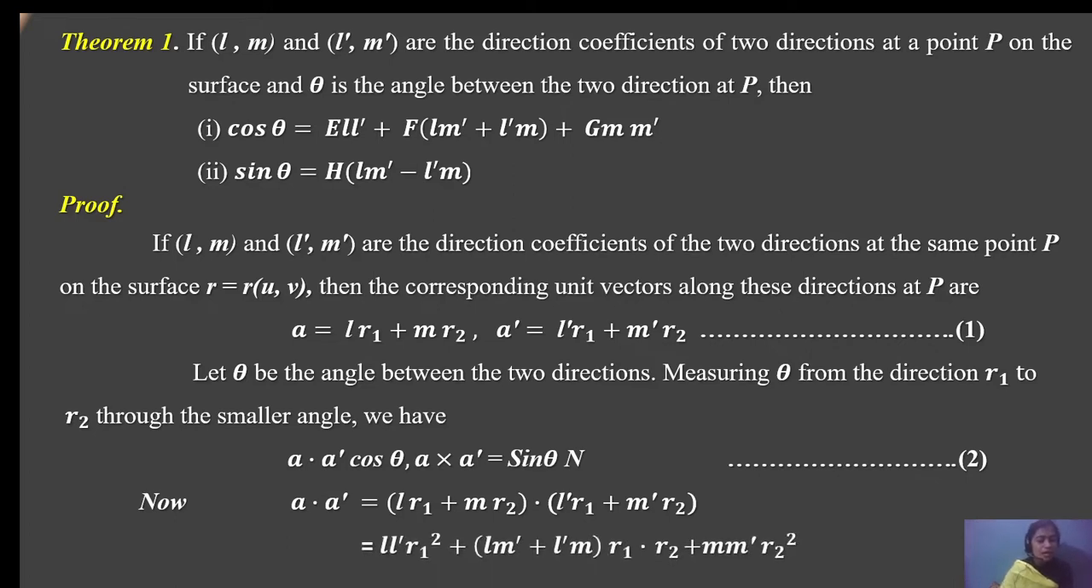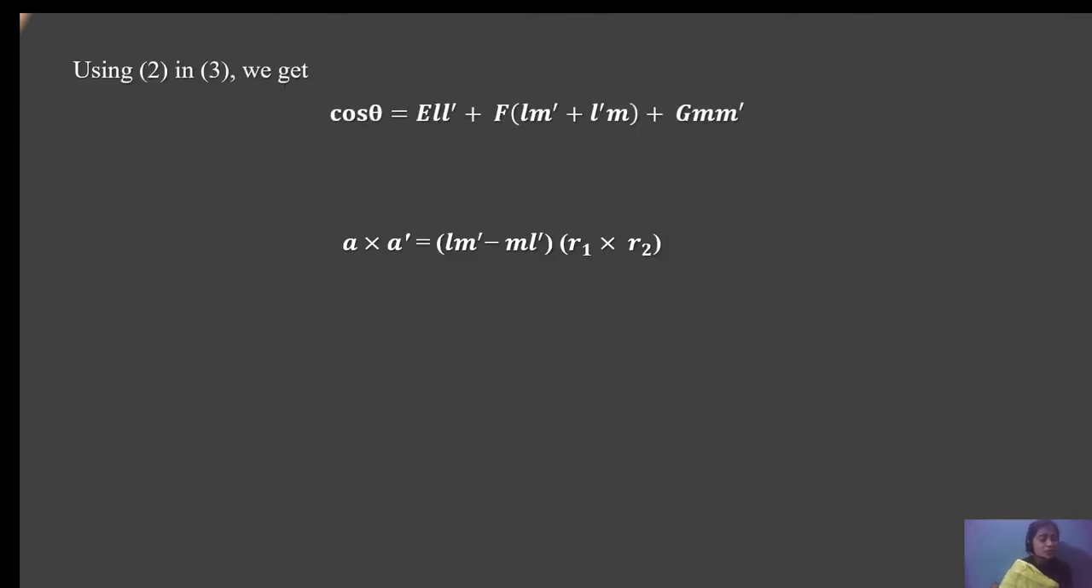Multiplying these out, we get l r1 into l dash r1, which gives l l dash r1 squared because both are the same, plus l m dash plus l dash m times r1 into r2. Here r1 into r2 is not the same term, and we get m m dash r2 squared. Then using equations second and third, we get cos theta equals E l l dash plus F (l m dash plus l dash m) plus G m m dash. Then A cross A dash equals the following.